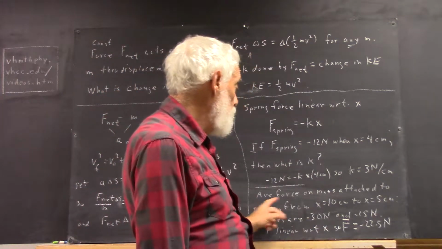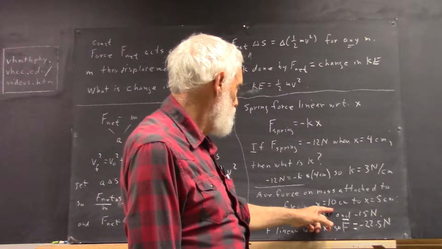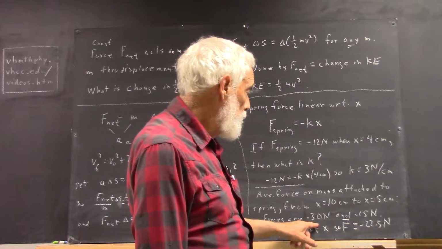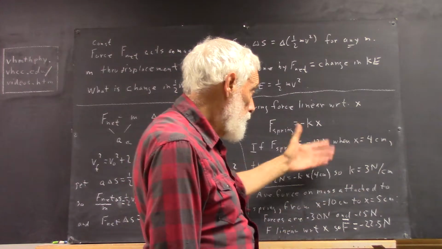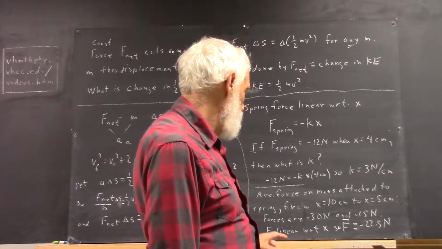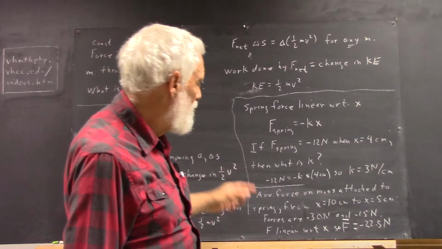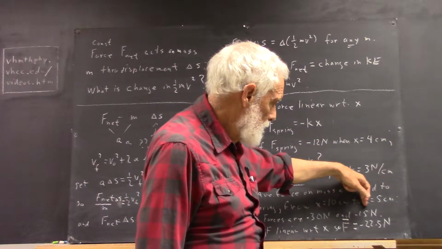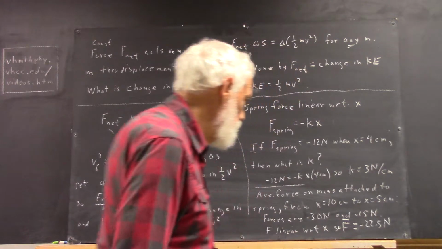Okay? The average force from 10 centimeters to 5 centimeters: at 10 centimeters, you plug that in with k equal to 3 newtons per centimeter, you get negative 30 newtons. Plug in x equals 5 centimeters with k equal to 3 newtons per centimeter, and you get negative 15 newtons. So, the force being linear means that the average value of the force on that interval is the midpoint, or the average of these two, and that turns out to be negative 22.5 newtons.